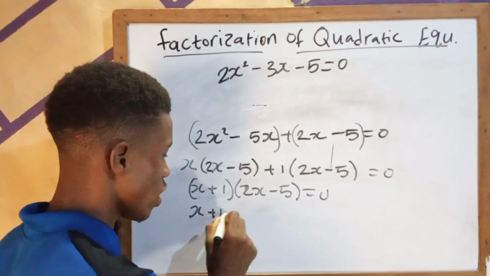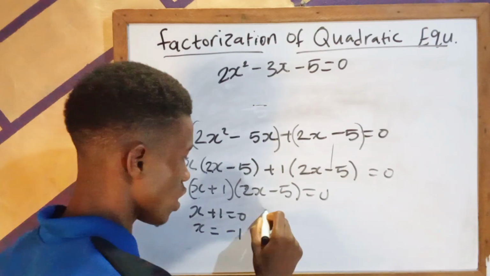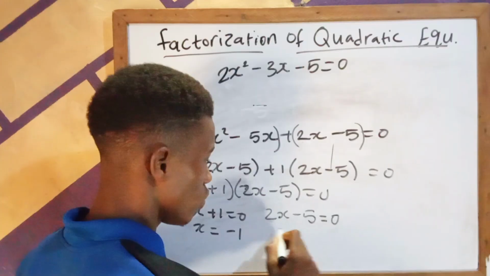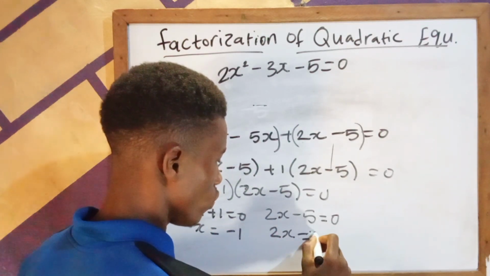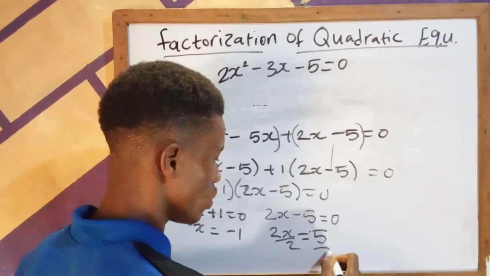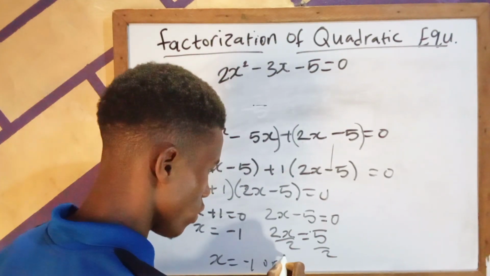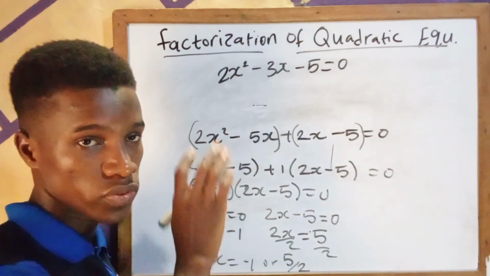x plus 1 equal to 0, so that x equals what? Minus 1. Then 2x minus 5 equal to 0, so that 2x equals 5, right? So divide by 2, divide by 2, so that the value of x equals minus 1 or 5 over 2. So this is how to solve something like this.